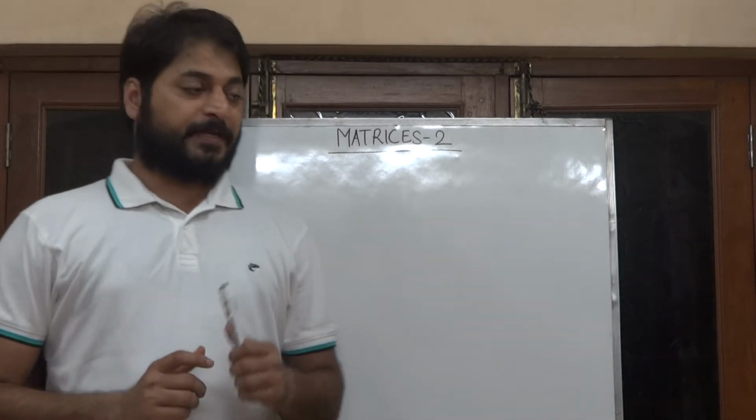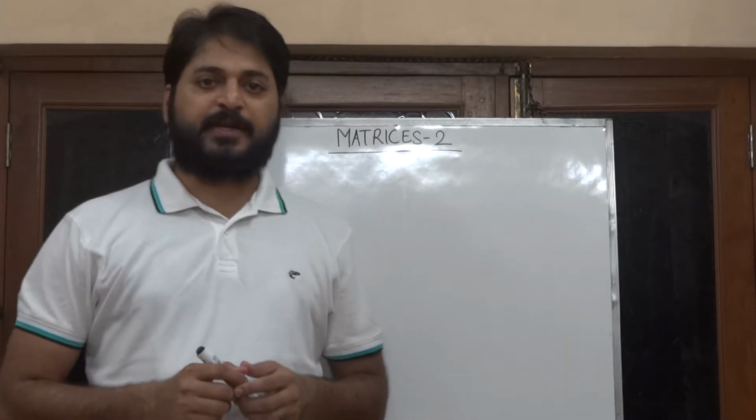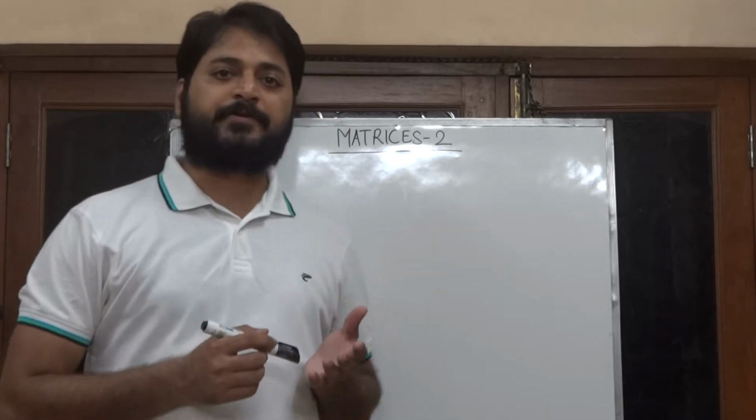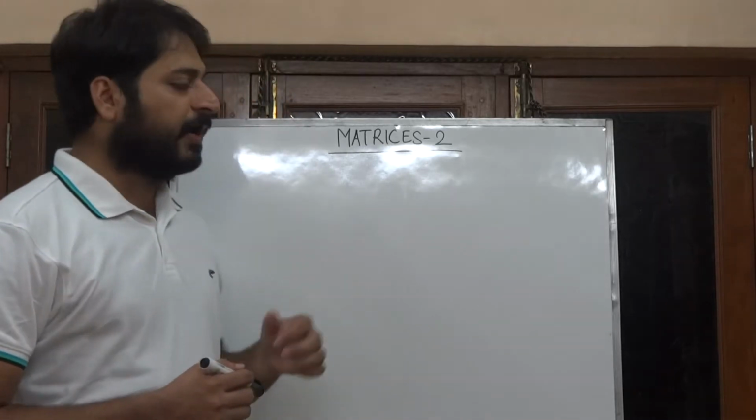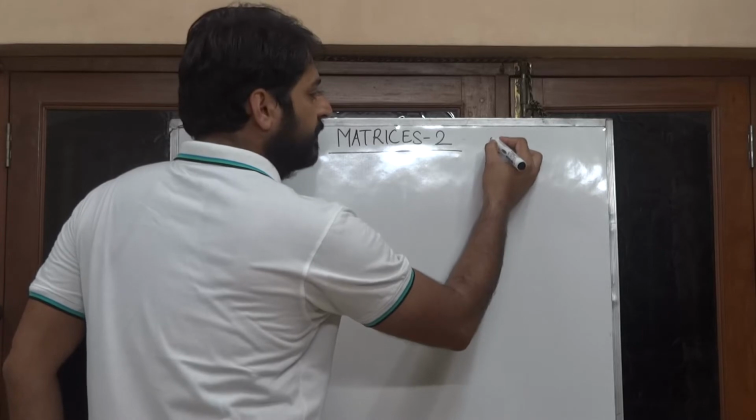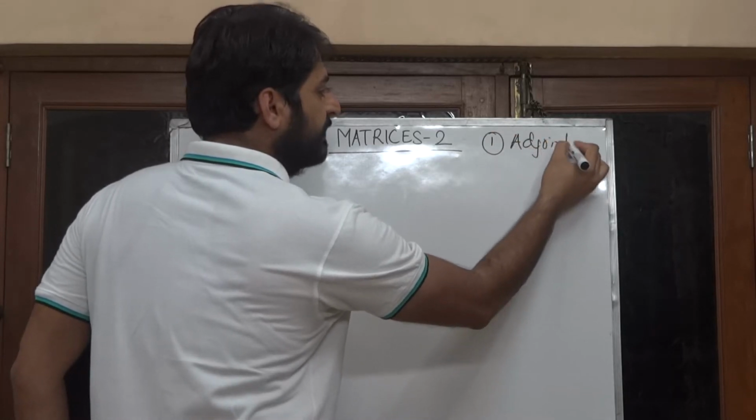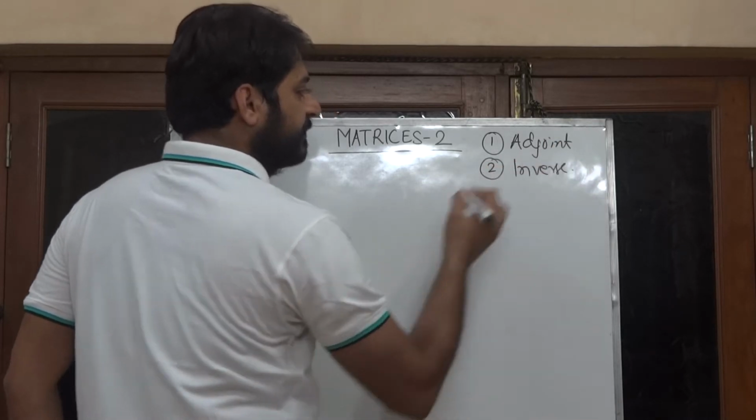Hello students, in this video I'll discuss the second part of the matrix. In the last part I discussed the transpose, symmetric, skew symmetric and orthogonal matrices. Now in this video I'll discuss a very few topics. The first one is the adjoint of the matrix, and number two is the inverse of the matrix.